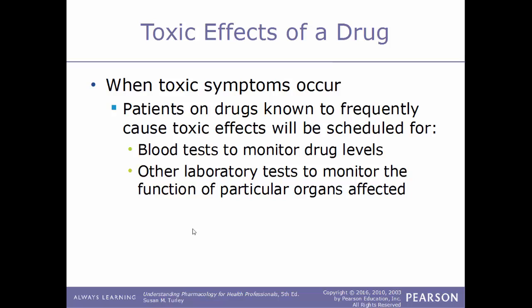Patients who are on drugs that are known to frequently cause toxic effects will be scheduled for various things, including blood tests to monitor drug levels, and another lab test to monitor functions of particular organs, in particular the liver. And this is done on a regular basis, once every 3 months, once every 6 months, once every year, just to make sure that the effects of the drug are not becoming toxic.